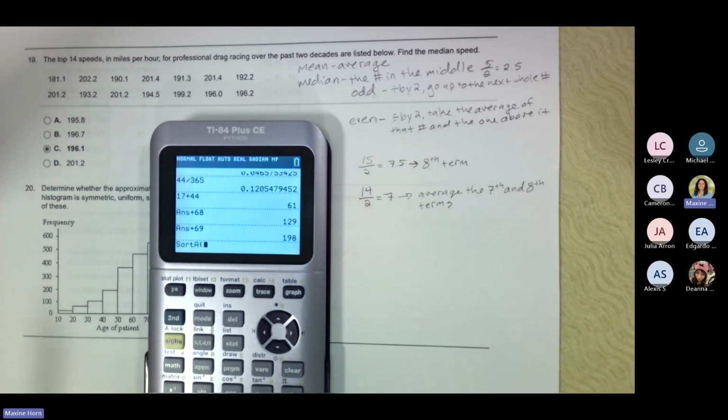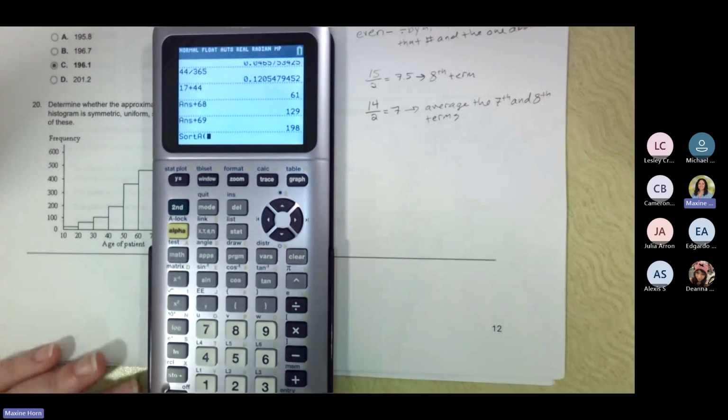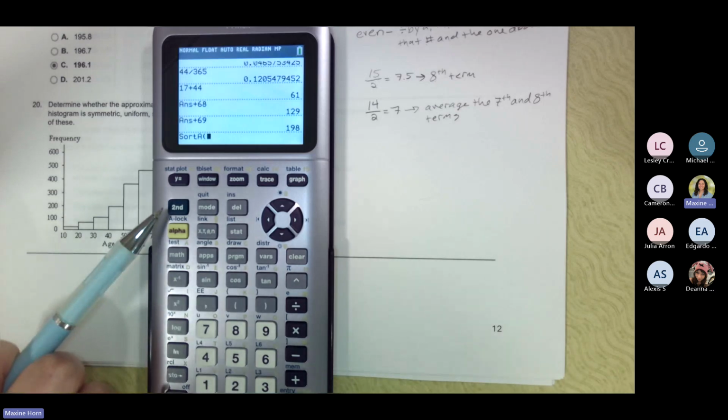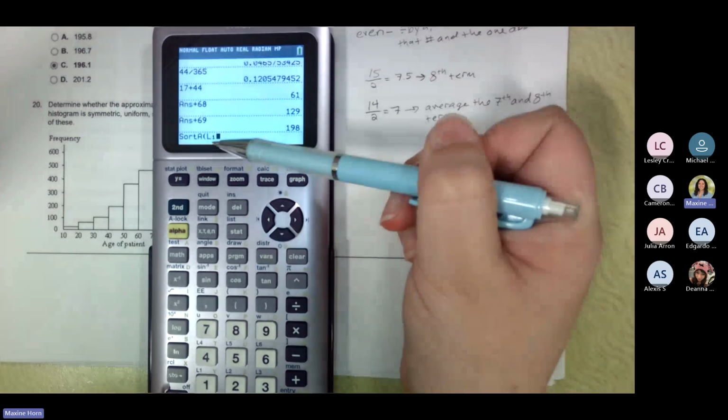It says sort A, and then it has an open parenthesis. We have to tell it what we want it to sort. Well, we want it to sort list 1, because we put our data in list 1. Down at the bottom of your calculator, above the 1, it says L1. Just like on a computer, how you might use a shift button, that's what second is for. Second does the thing to the top left. So I need to tell it to do list 1, so I'm going to do second, and then the number 1, because that puts in L1.